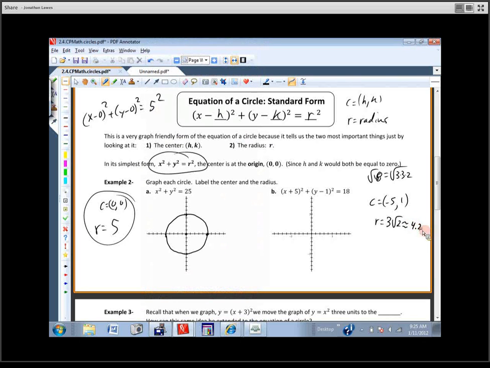So the center is going to be (-5, 1). So we're going to be right here. And then we're going to go about 4 units in each direction. So I'm going to go over to here, up to here, over to here, and down to here. And as long as I've indicated what the center of the circle is and the radius of the circle is, then that ought to be good enough. Okay, are there any questions?